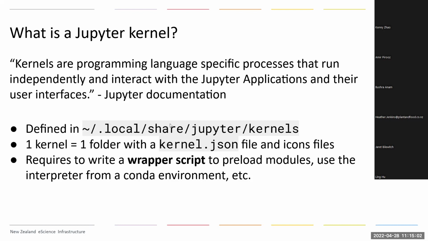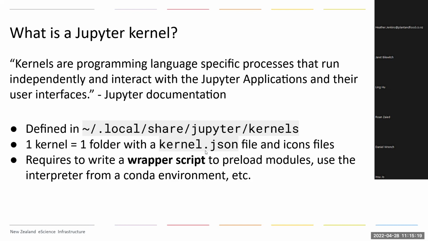The first thing is you will need to create a folder under your user home, in .local/share/jupyter/kernels. The folder will be the name of the kernel. Inside of this, you would have a kernel.json file, which has a bit of configuration, and some icon files.